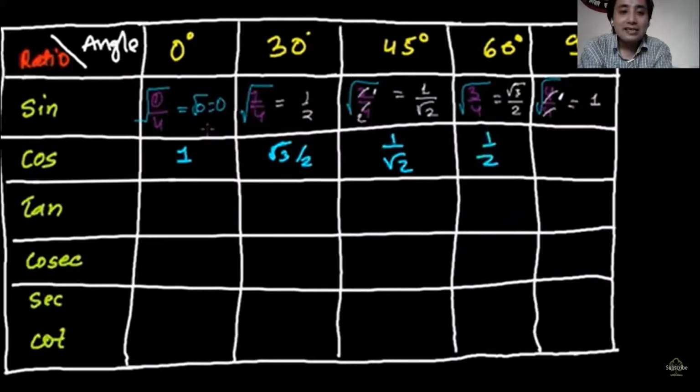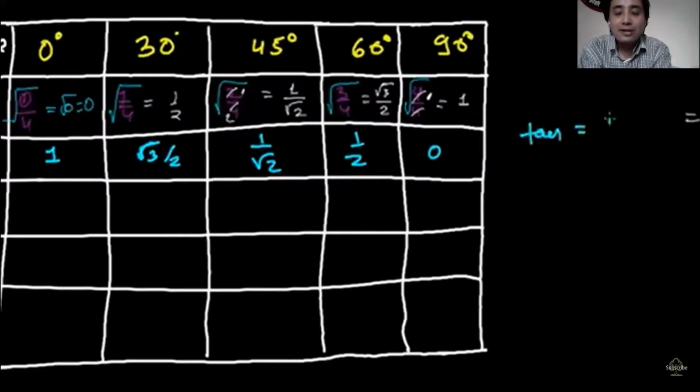Then again, sine 0, the first one will go into the last for cos. Then tan, we already know the formula. If you remember, how was tan, or tangent, defined? Tan is equal to sine by cos.